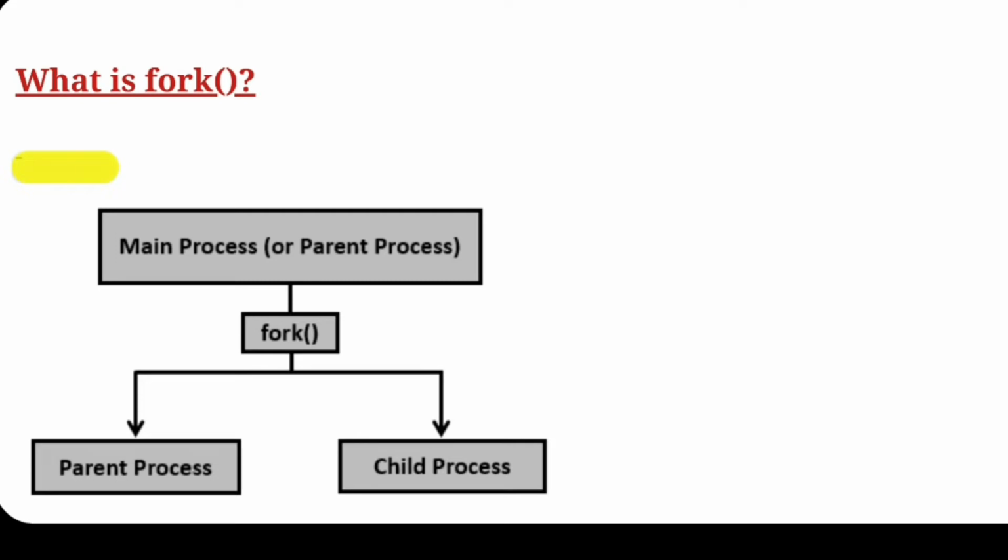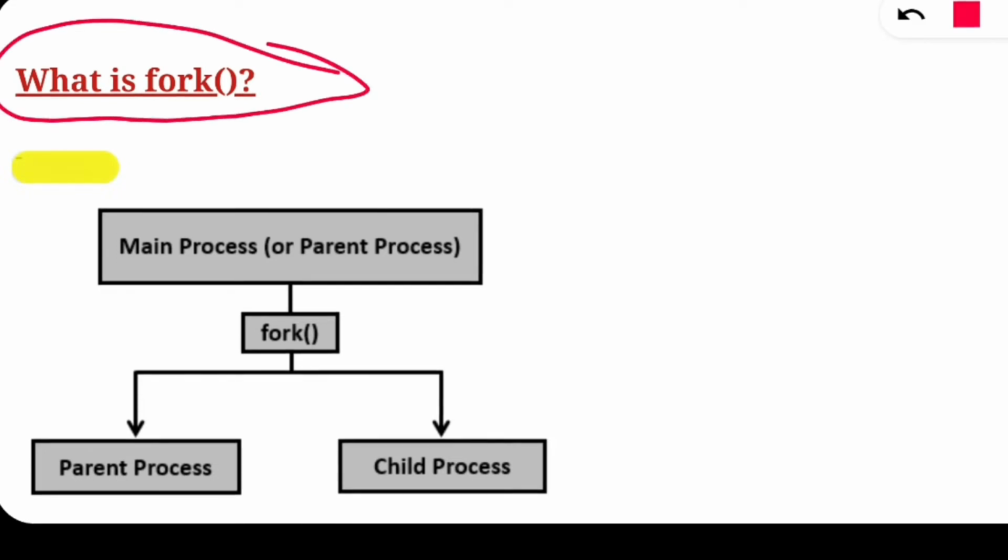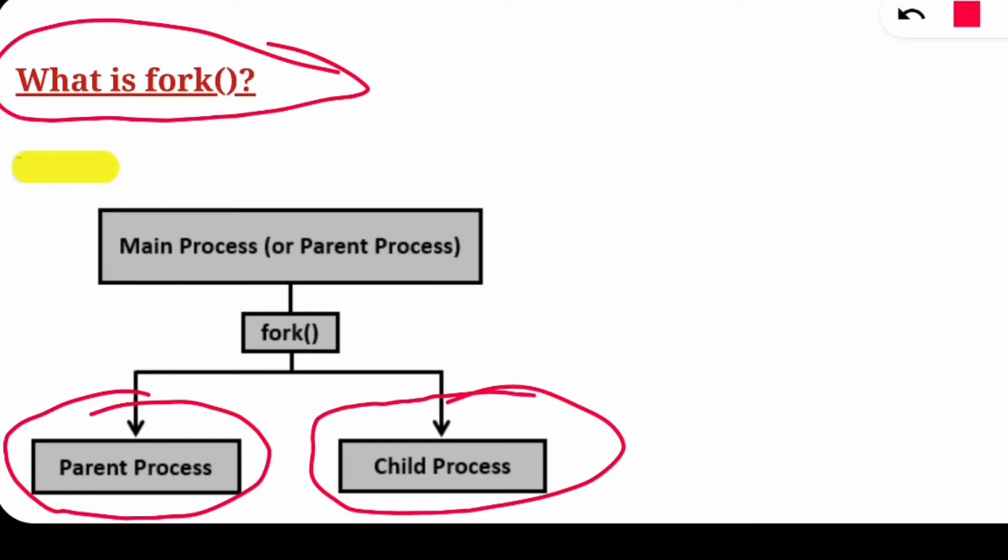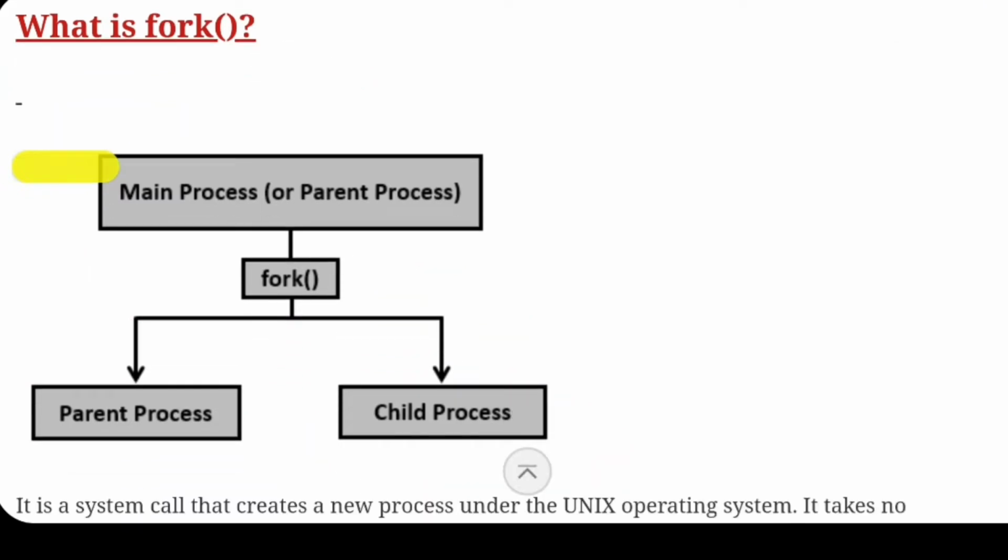Now let's discuss fork. What is fork? For creating any process, we need this fork function. When you declare a fork function, the program will divide into two identical parts. One part is called the parent, and the other is called the child. This is the main program. When you declare fork here, it will be divided into two parts. Let's see in detail.